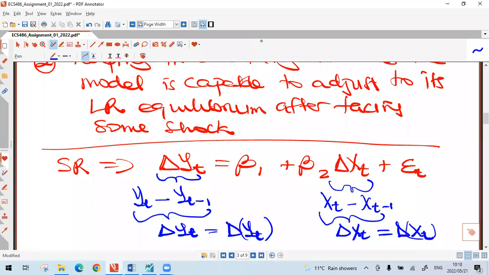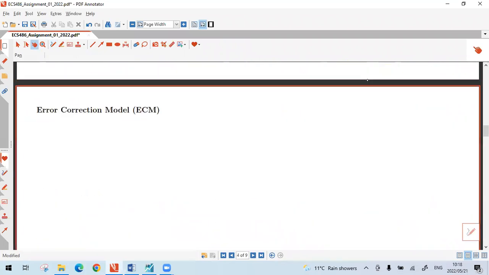So basically what we are saying here is when we want to come up with our ECM, what is it all about? What is this ECM all about? It's very important to know. What is it all about, this ECM?